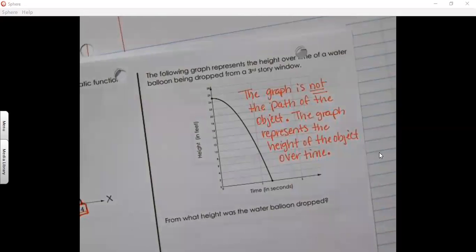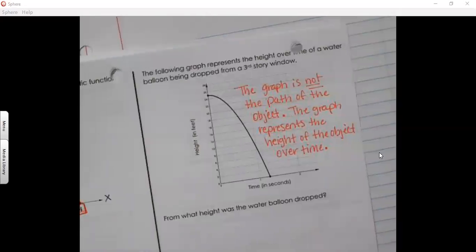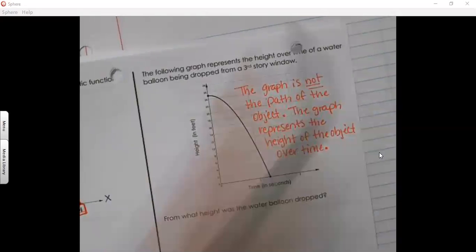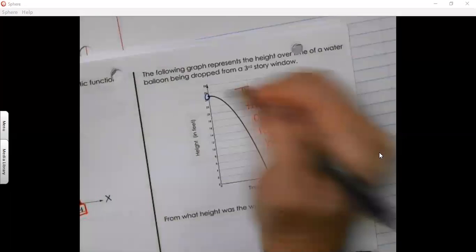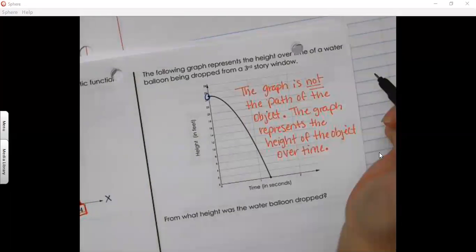Okay, first question says, from what height was the water balloon dropped? What is it? Looks like 25 feet, right? Your y-intercept is your initial height. It looks like it's right in between 24 and 26, and it says in feet, so 25 feet.